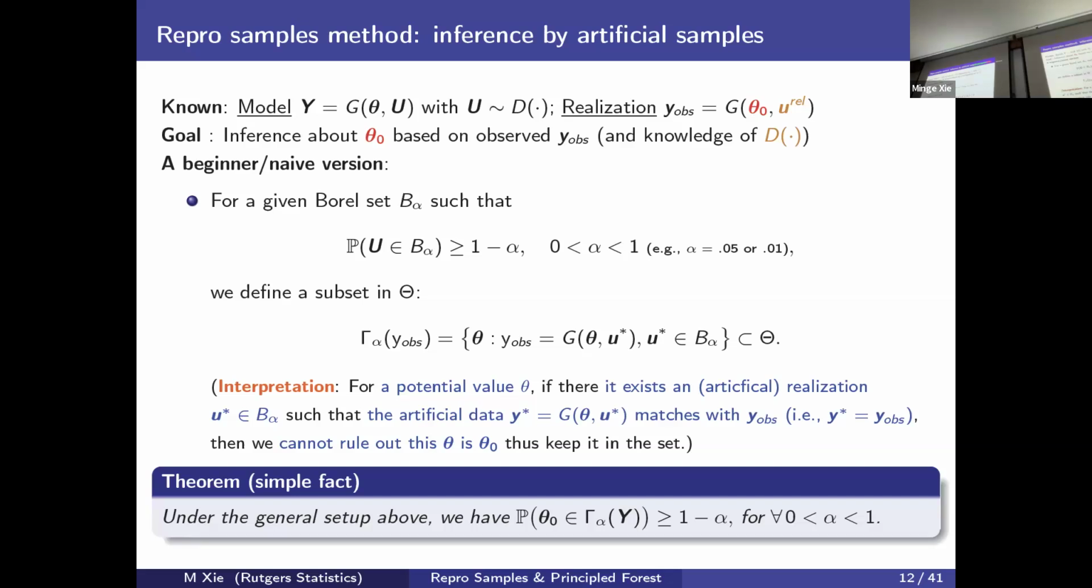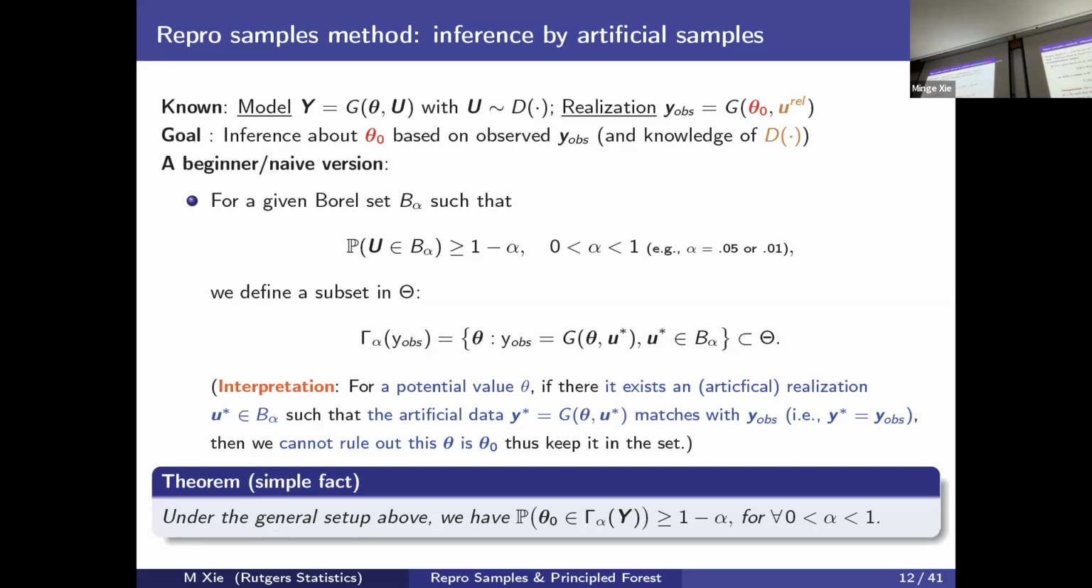Intuitively, for any potential theta, if there exists an artificial realization, which may not be the true one, in this easy-to-get set, then I can generate artificial data. And if this artificial data exactly matches the observed y, then we cannot rule out that theta is the true theta, theta zero. You know the observed data comes from the true parameter and some realization. If I can find another realization with this particular theta that generates exactly the observed y, that means this pair could be the truth too. I cannot throw it away.